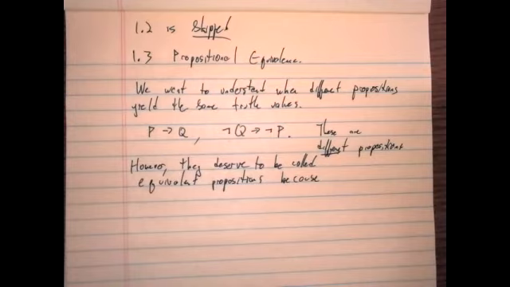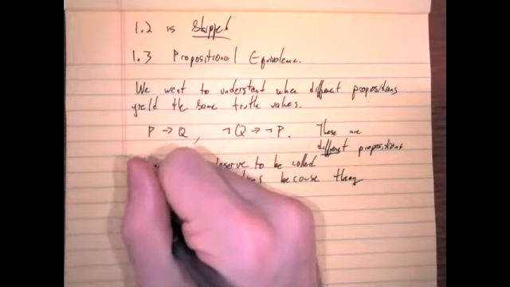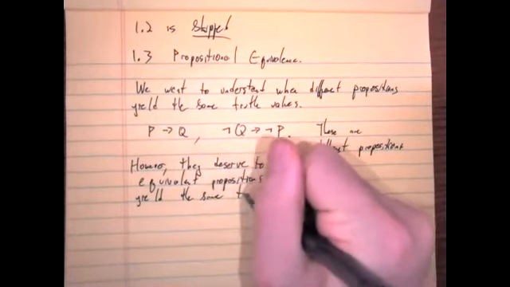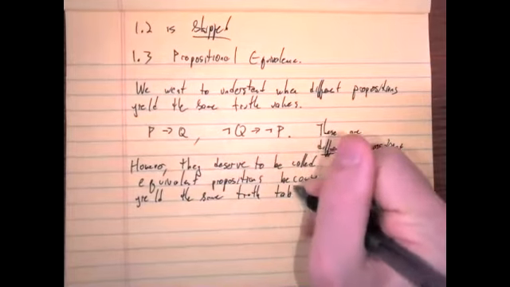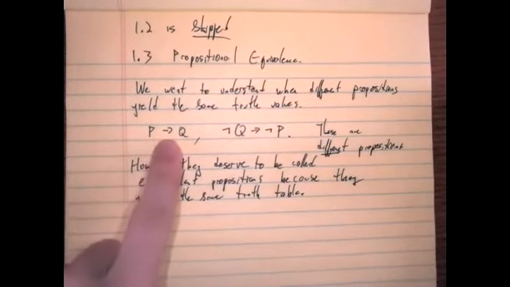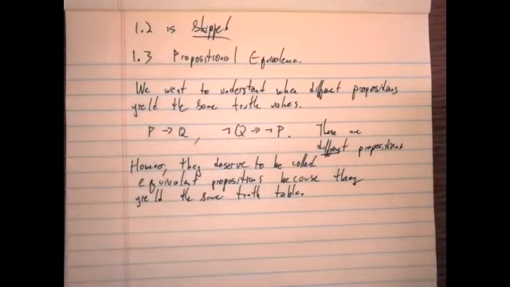They yield the same truth table. Exactly. They yield the same truth table. In other words, if you're trying to assess whether this statement is true or false in any given situation, you can either work with this statement or with this statement. They're interchangeable for the purposes of understanding when something is true or false.